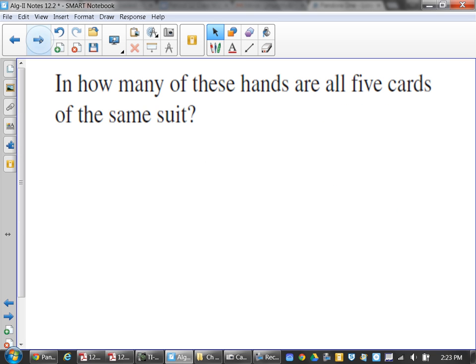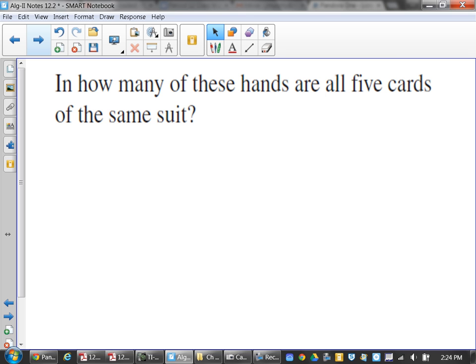So let's take this a step further then. In how many of those hands, that 2 million something, how many of those would be all 5 cards of the same suit? Do you know what that's called in poker, having all 5 the same? Flush. Is that bad? No, a flush is really good. The royal flush is better. I think the only thing that beats a flush is a straight flush, and the royal flush is a straight flush.